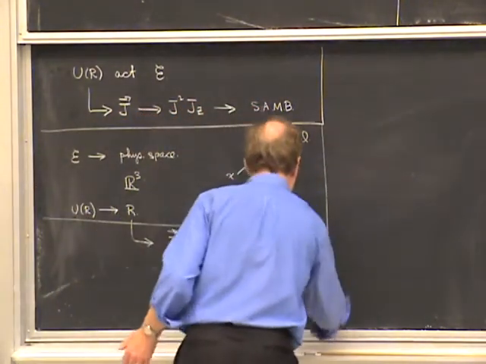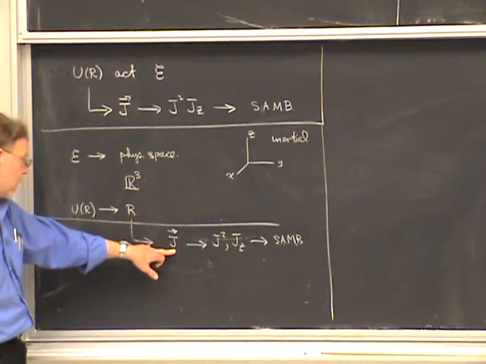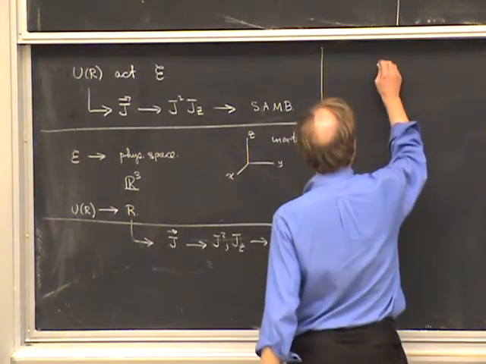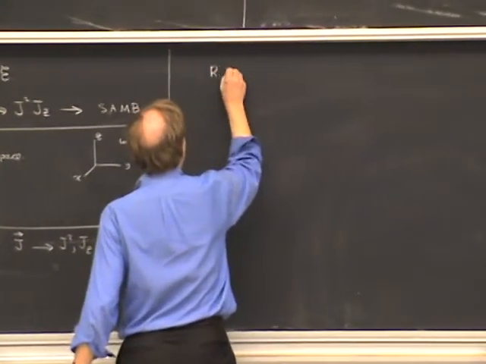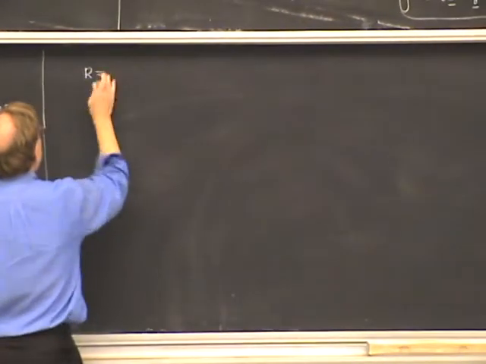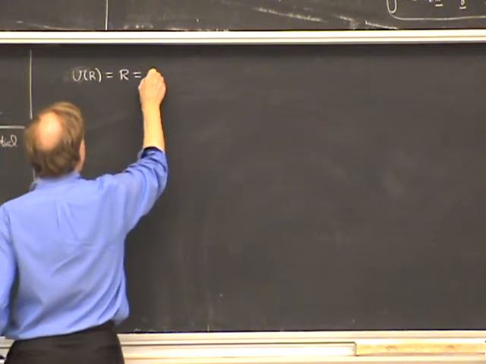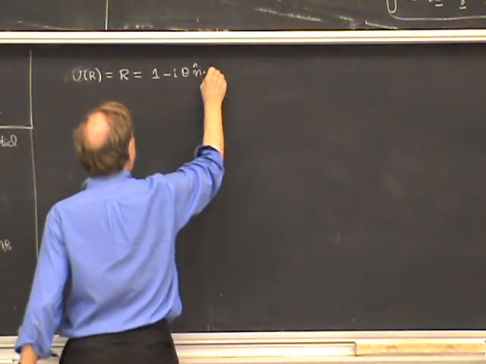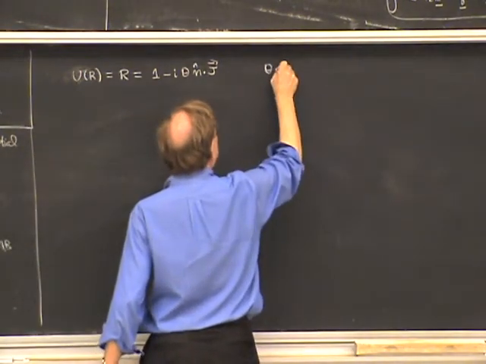So the first step in doing this is to ask, what is the angular momentum, the Hermitian matrices? To do that, here's the definition of the angular momentum: if U of R, which in this case is the same thing as R, is equal to 1 minus i theta n hat dotted into J, this can be taken as the definition of J. This is the formula that applies when theta is small.